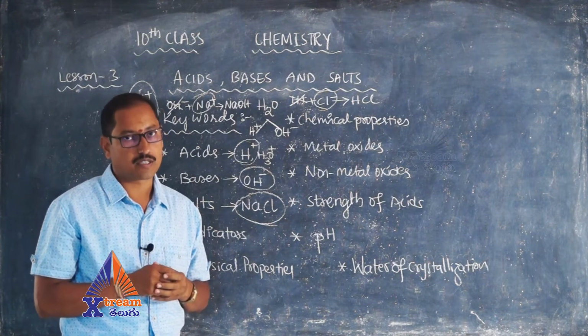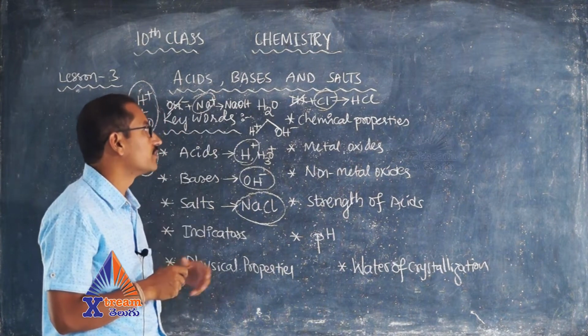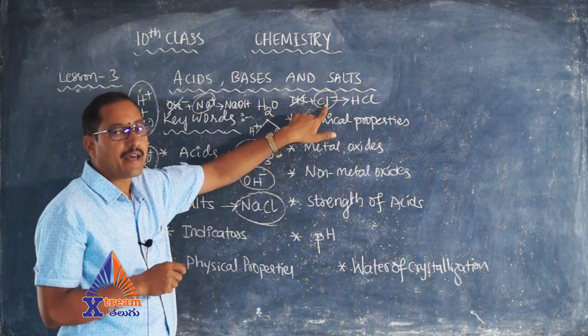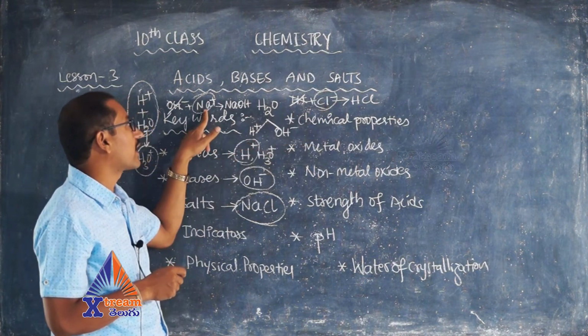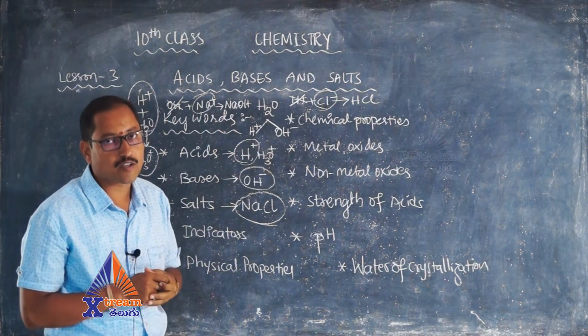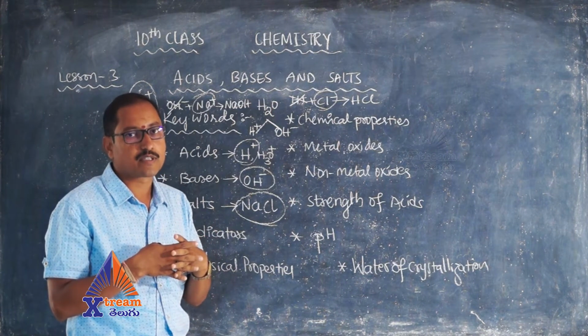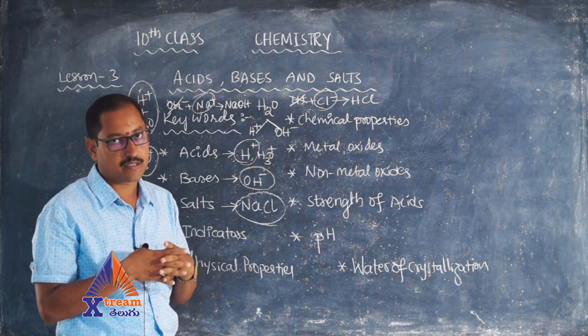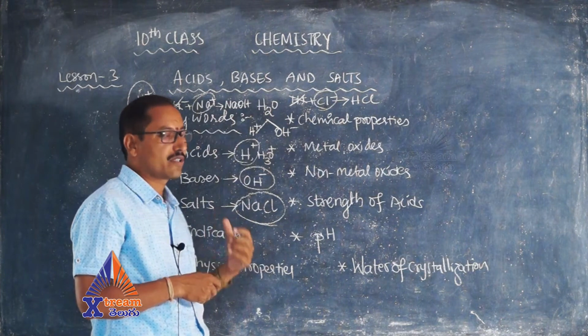Generally we shall be having the anion to be non-metal ion and cation to be metal ion. When non-metal ion and metal ion, that is anion and cation, come together, they form a compound. That compound is called salt.